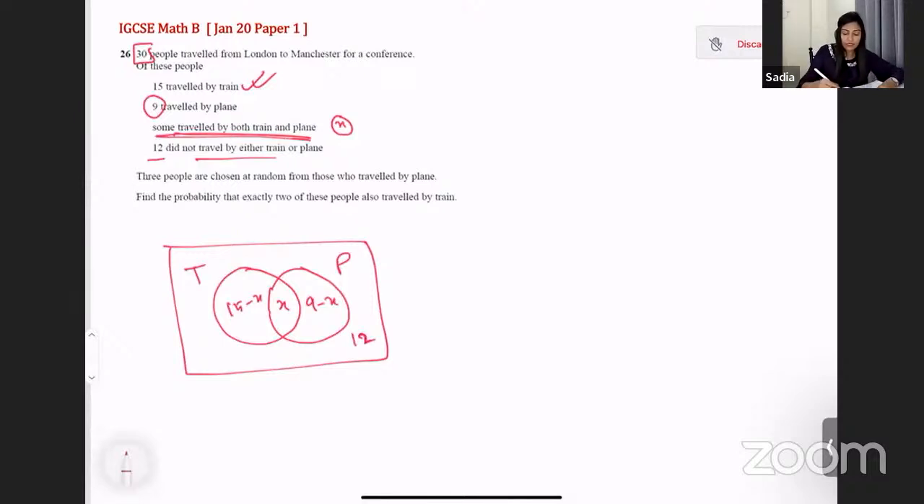So at the very beginning, I will try to find the value of X. Since I know the total number, I will just add all these values from this diagram. 15 minus X plus X plus 9 minus X equals 30, since the total number is 30. So solving this will give us a value of 6.